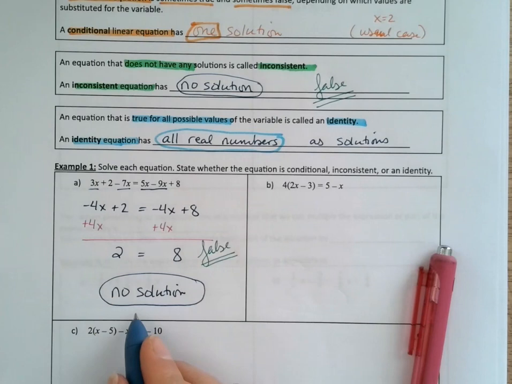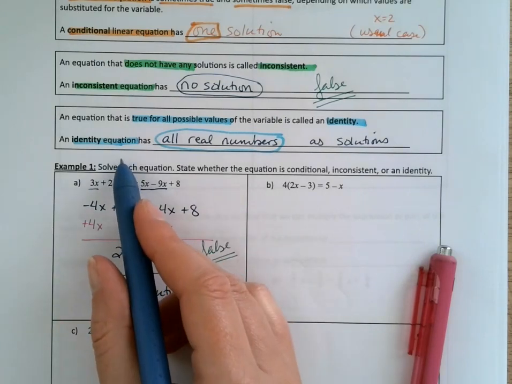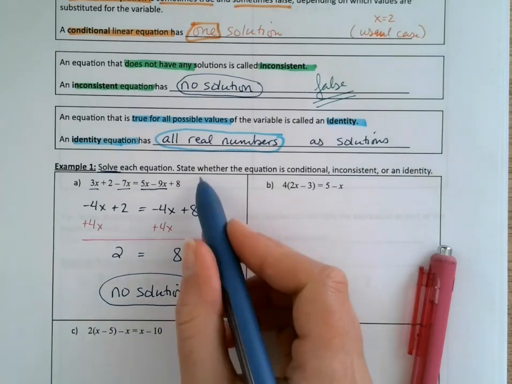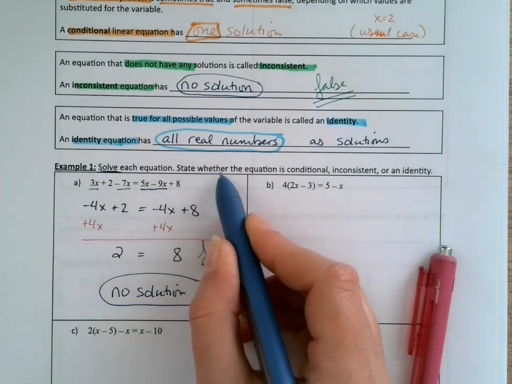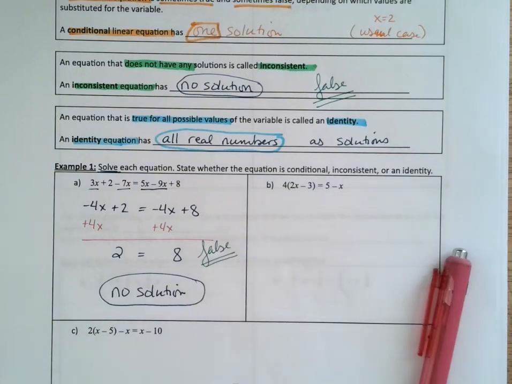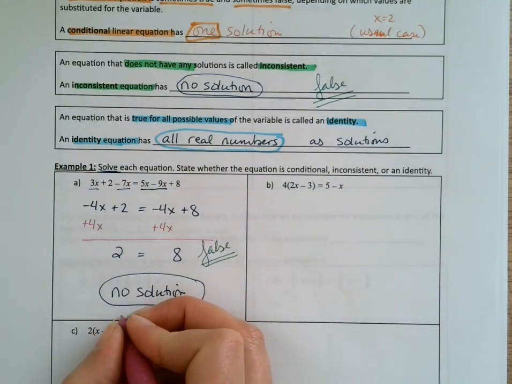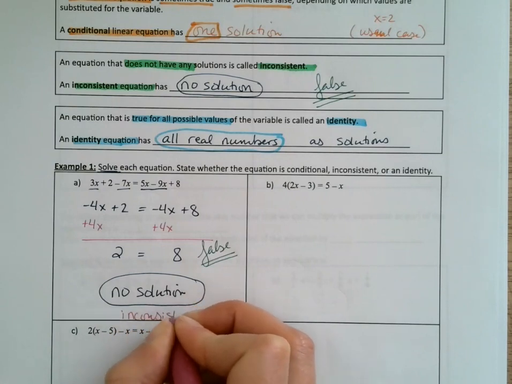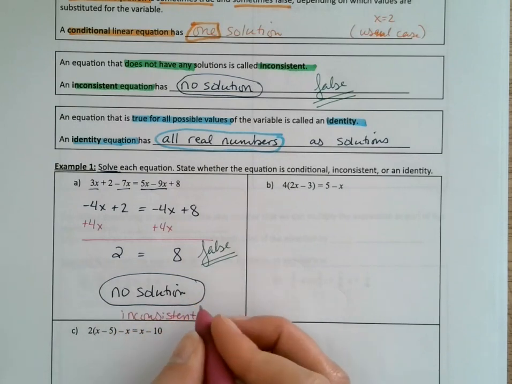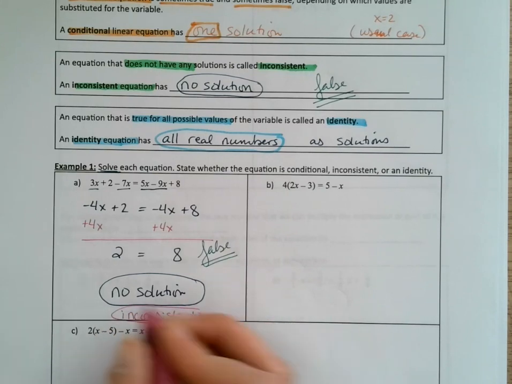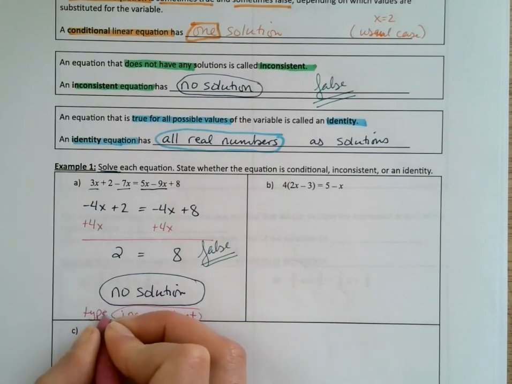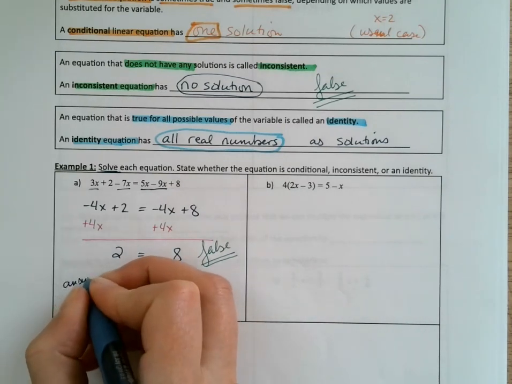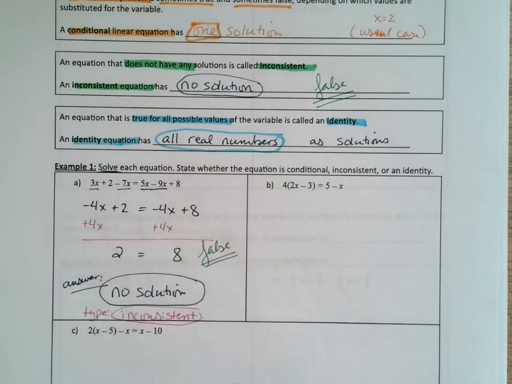Now, I was also told, besides just solve, I did the first part here, solve. I'm solving it, the answer is no solution, but I'm also asked to state what type this was, whether it's conditional, inconsistent, or an identity. So it's no solution because its type must be inconsistent. I can't really tell what type it is until after I've solved it. This is just the type. And the actual answer is no solution. All right.